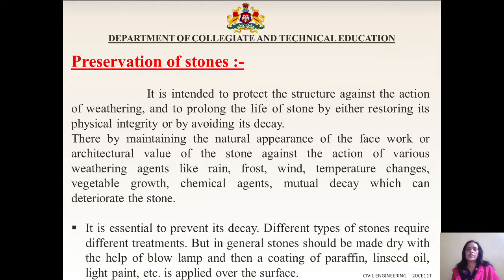Then, the different types of stones. Different treatments, preservatives, or solutions are used for different types of stones in order to overcome their decay. Usually, a coating of paraffin, linseed oil, light paint, etc. is applied over the surface.